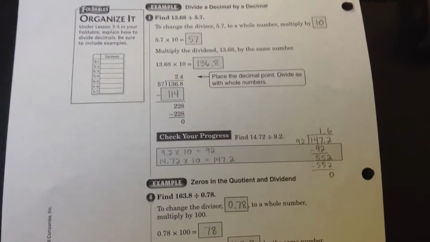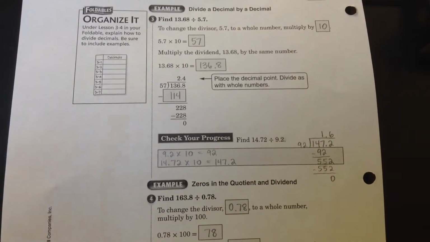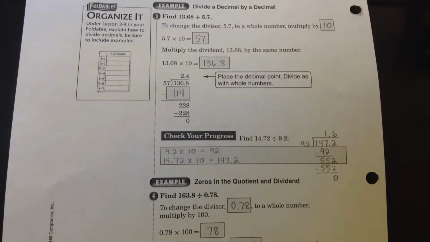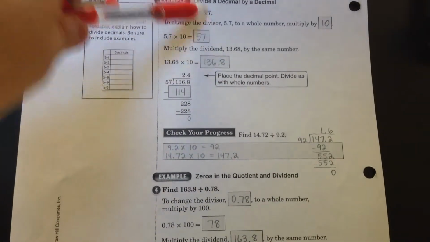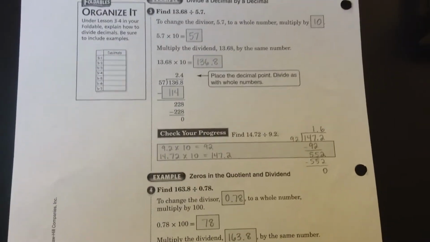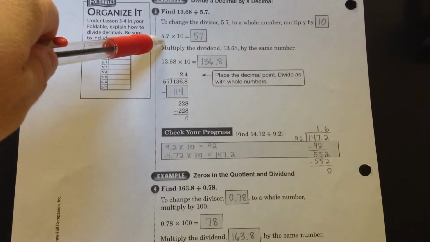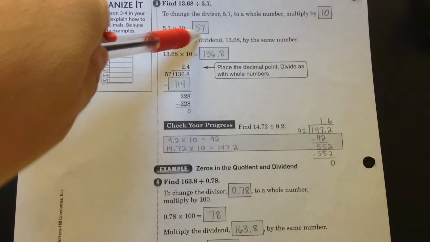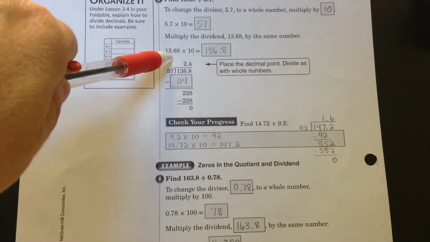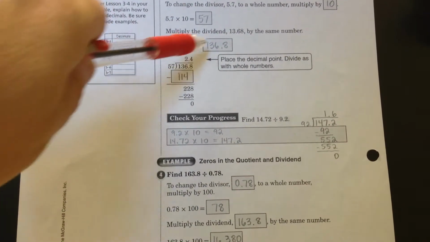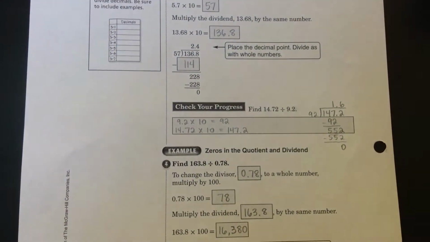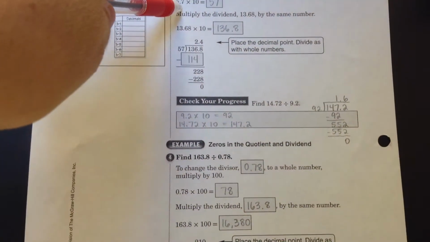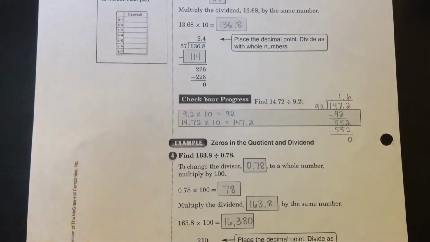Now we're going to divide a decimal by a decimal. And on this one, you're going to have to find 13.68 divided by 5.7. We're going to change 5.7 because we're going to multiply it by 10 and make it a whole number. If we do that, we have to do it to the 13.68 as well. That would become 136.8. So we're pretty much moving the decimal one place here and one place here.